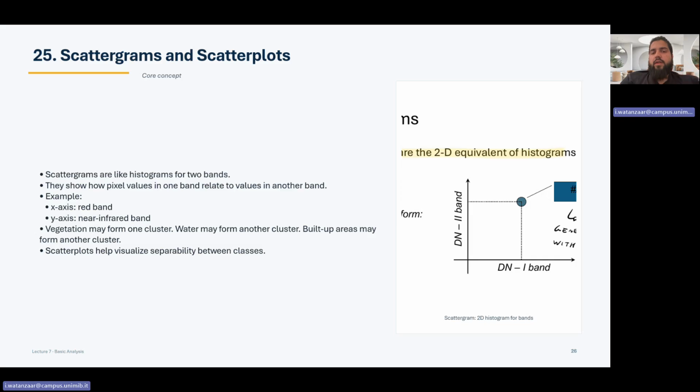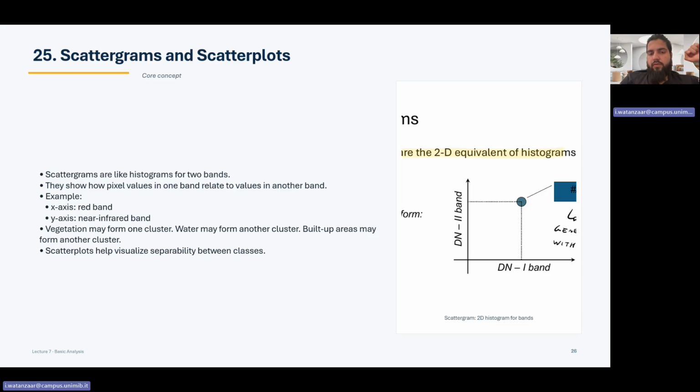So definitely we are looking into the multiple pixels. They show how pixel values in one band relate to values in another band. This is exactly how the scattergram is representing. Like in the x-axis, we have a red band. In the y-axis, we have a near infrared band.